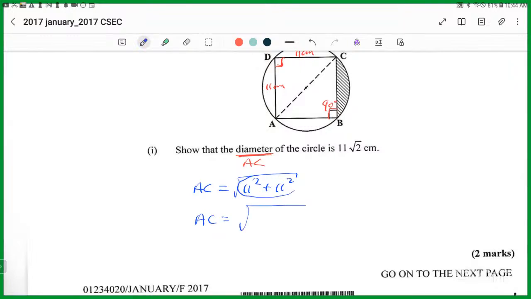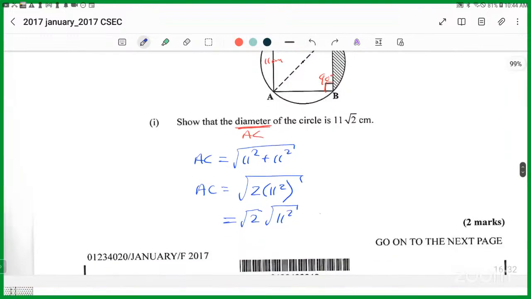This becomes AC is the square root of 2 times 11 squared. Now this becomes the square root of 2 times the square root of 11 squared. Well, the square root of 11 squared is 11. So this becomes square root of 2 times 11, which is the same as 11 root 2 centimeters. And that is shown. Let's use Pythagoras' theorem. That is it.